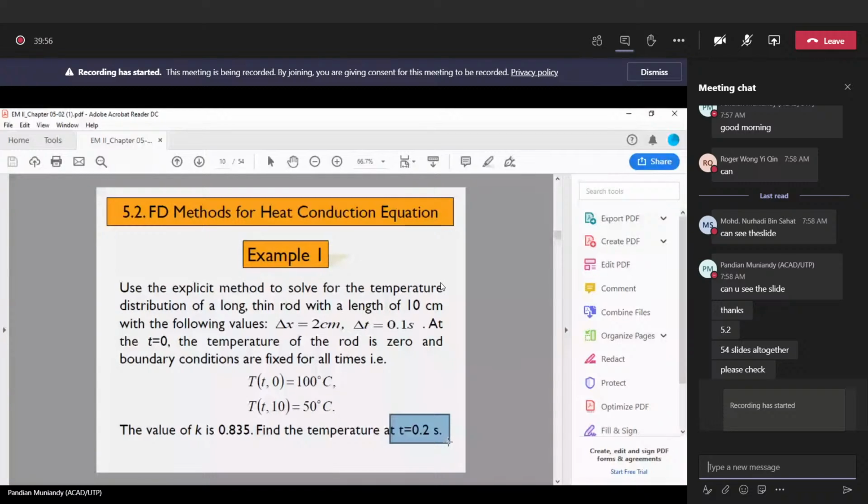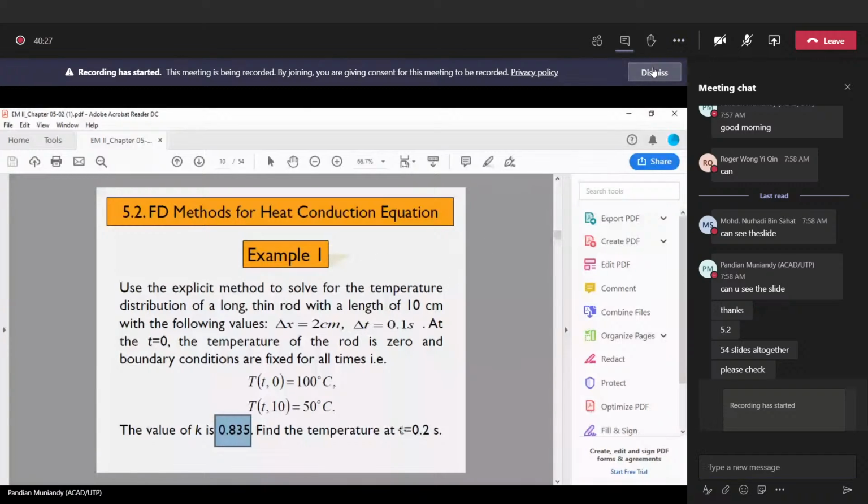So the K value is 0.835. Now the question is to find the temperature at T 0.2. So the temperature at 0.1, capital T at 0.1, is not found yet. So we have to find that and then use that to find T 0.2, which we already did in the previous lecture. But in the previous lecture, I think there was some problem. So we do it again.